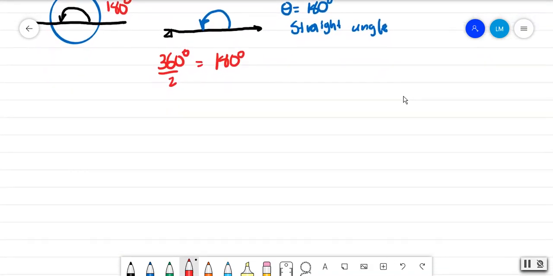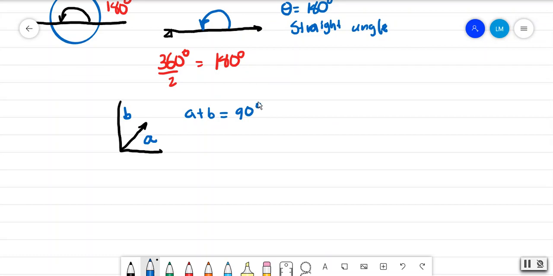Okay, now one thing that we do talk about furthermore is looking at what we call complementary and supplementary. So for instance, we have angle measures that, if we were to add them, say this was A and this was B, you have that A plus B equals 90 degrees. Now, in this case, that would mean that the angles are what we call complementary.